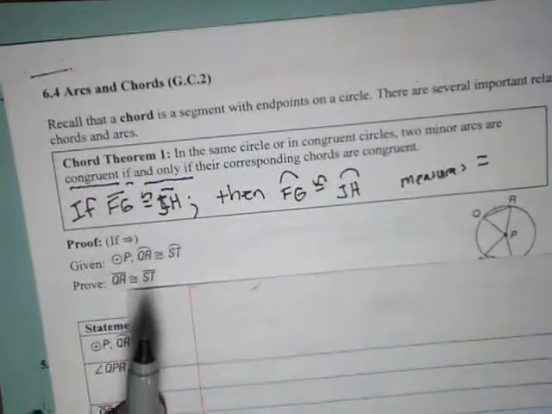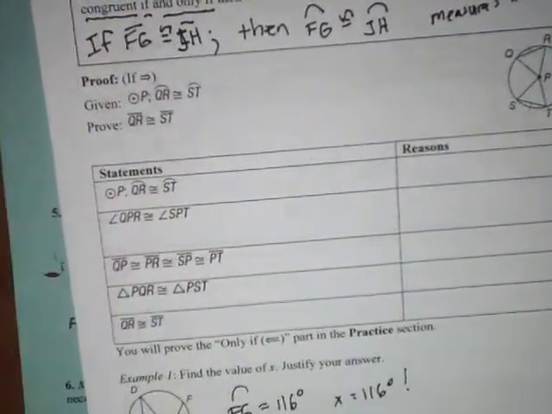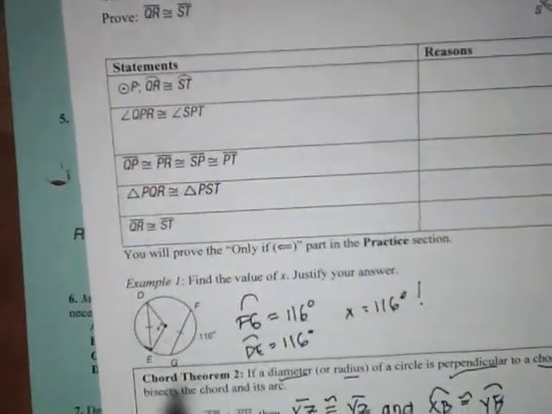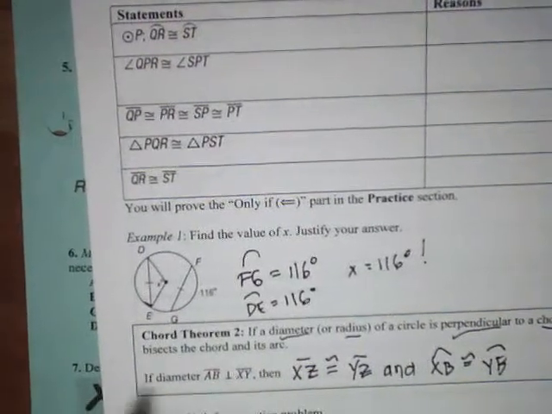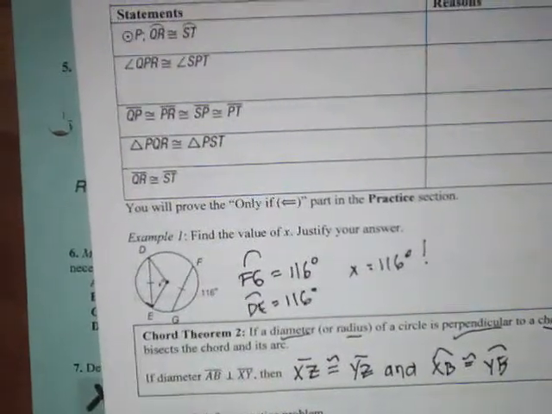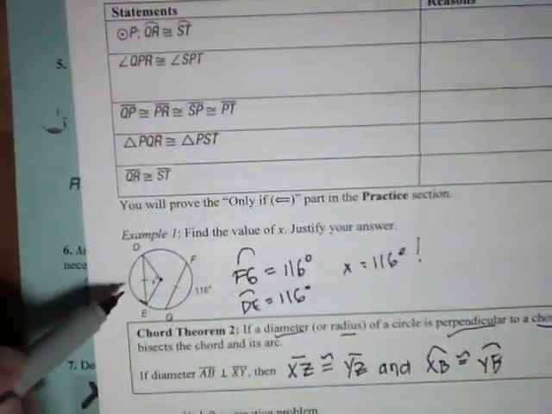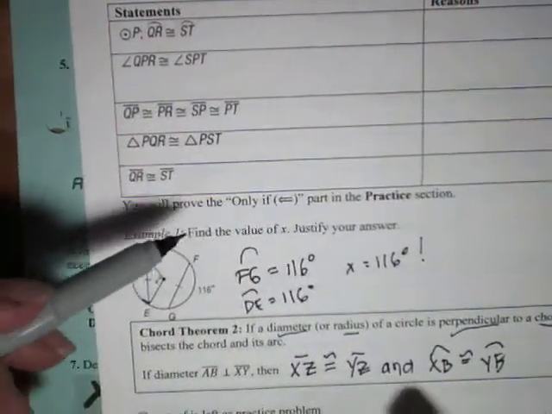Okay? So, what that means, I'm going to go down here. We're not going to do this proof at the moment. I'll do that later. I want to get you working on the problems. Right here, this problem right here. Again, I've already done this, so let's take a look at it. Find the value of x, justify your answer.